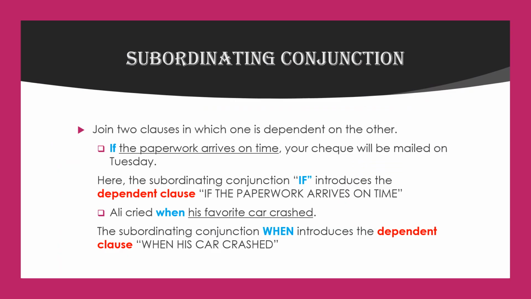So what are these subordinating conjunctions? Subordinating conjunctions are those that join 2 clauses together, and the mandate here is that one of the clauses that these subordinating conjunctions are joining has to be dependent on the other. For example, if the paperwork arrives on time, your check will be mailed on Tuesday. So if the paperwork arrives on time is one part. Your check will be mailed on Tuesday is the second part.